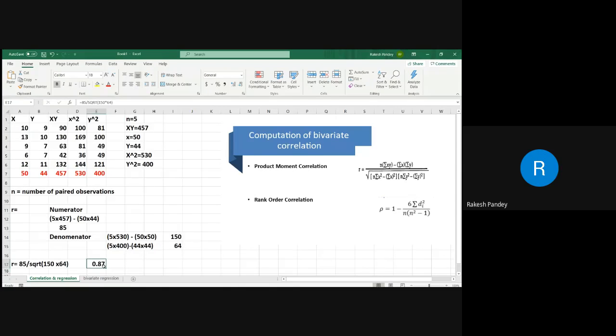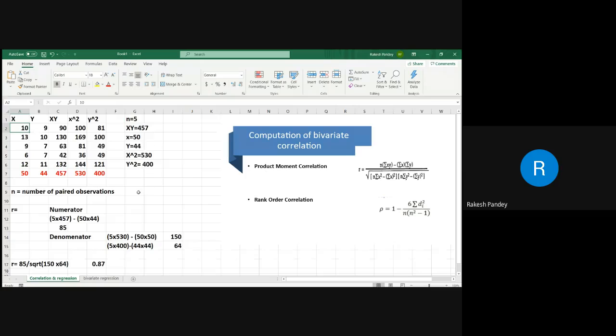This value is positive, and remember that correlation will always lie from -1 to +1. So perfect positive correlation is +1. Perfect negative correlation is -1. And this is very close to 1. So we can say that X and Y are highly correlated. The correlation is 0.87.